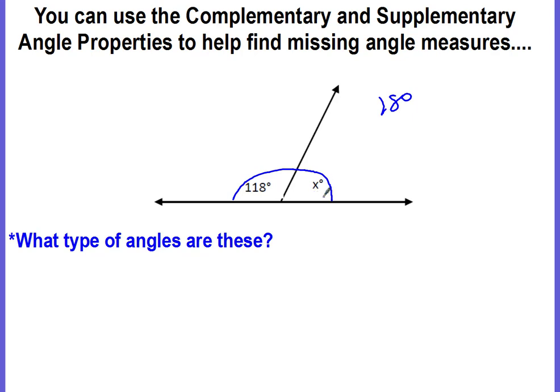So we can find the measure of x by just subtracting 118. We do that and we get 72. So x is 72 degrees. Again, add up the 72 to 118. It's going to give you 180.